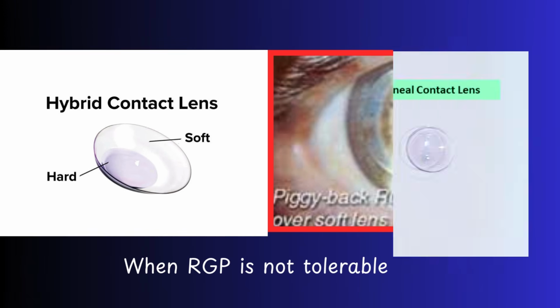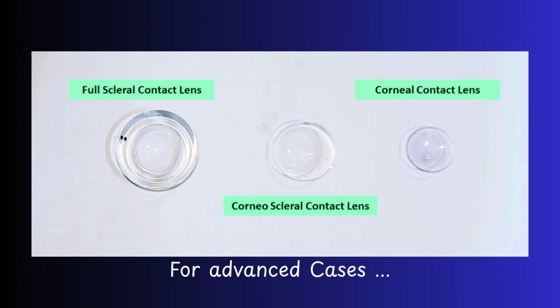Apart from that, we have larger diameter lenses used for advanced cases of keratoconus, and these are the corneoscleral and the scleral lenses. In very advanced cases, we can use custom soft lenses like the Kerasoft and even PROSE lenses, which are highly customized, individualized scleral lenses, specially made in the Boston centers. Don't worry, we'll talk about all of these in a separate video on contact lenses for keratoconus.